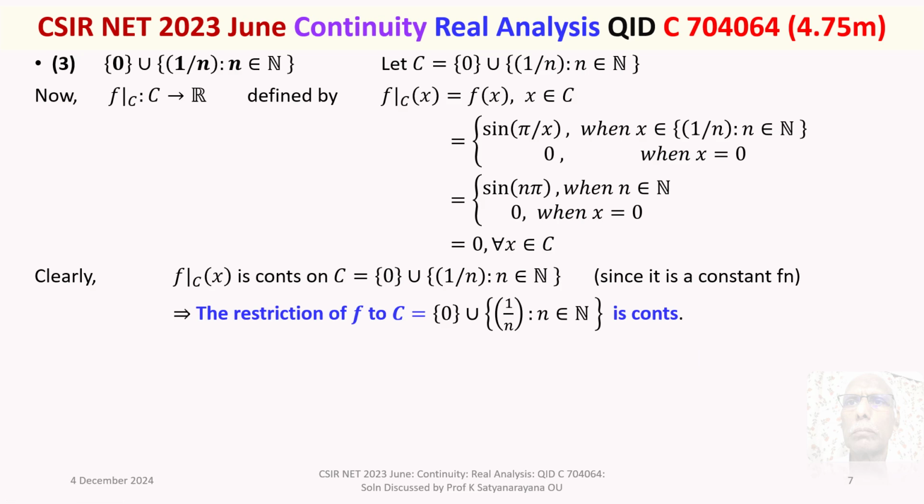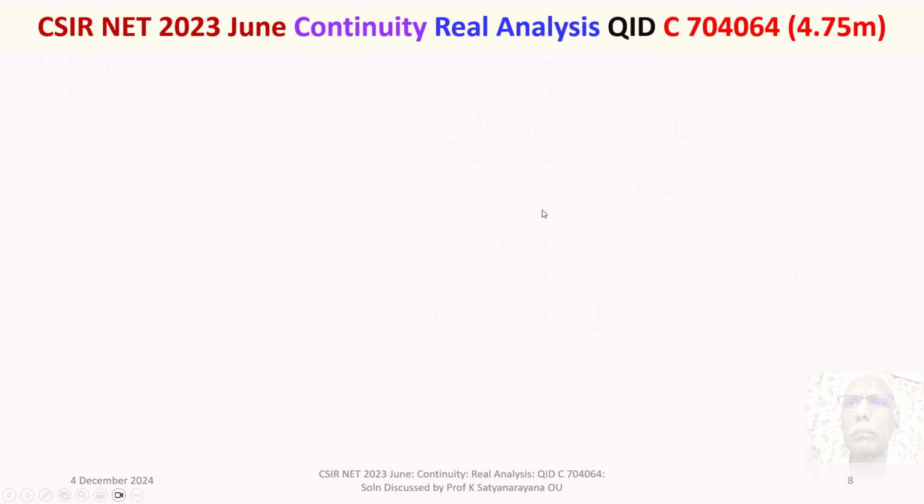So option 2, option 3 are okay. Option 1 is not okay. Let's move to the last option, option 4. The set consisting of 1 by 2 power n, n belongs to the set of natural numbers. Let us call this the set capital D.